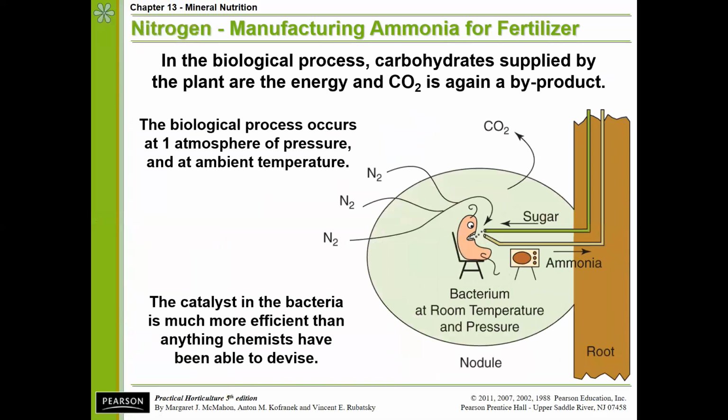In this case, the energy that they get is in the form of sugar from the plant. So it's much more efficient and inexpensive than the high pressure, high energy form of the Haber-Bosch process. So bacteria are actually able to do this at room temperature and pressure. So it's interesting that even with modern science, we still have not been able to equal nature in its ability to fix nitrogen.